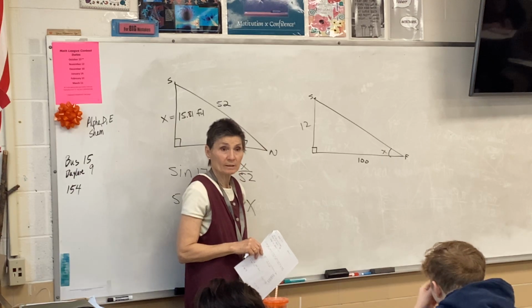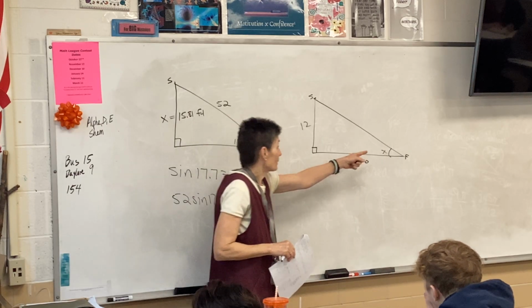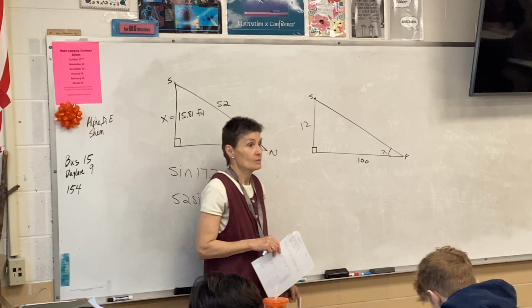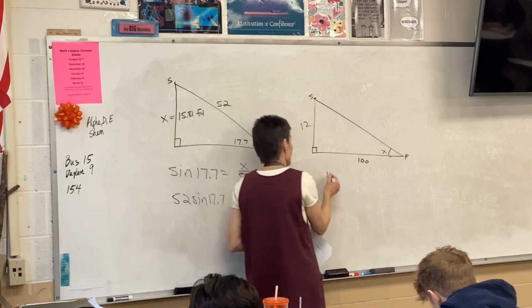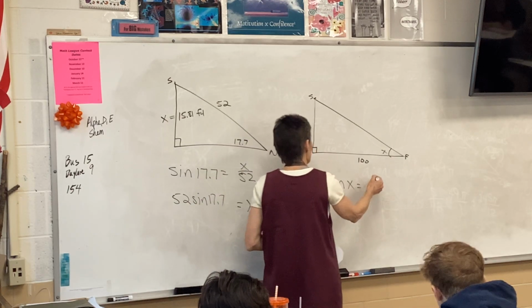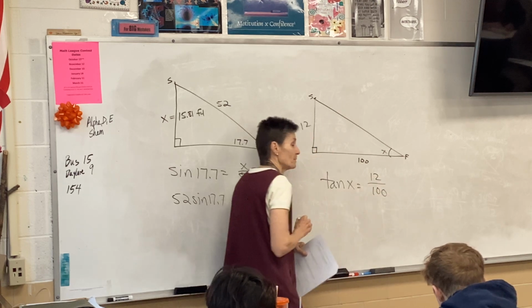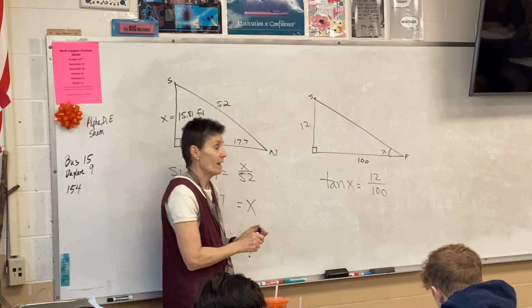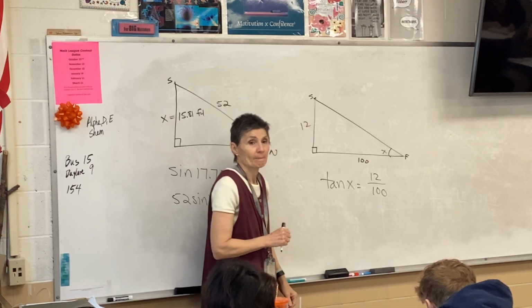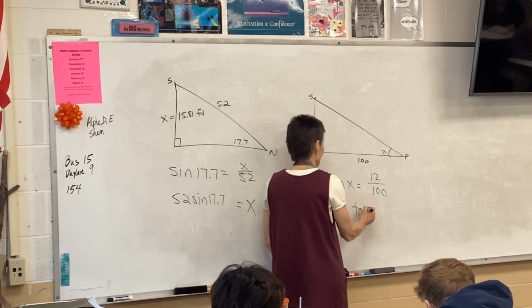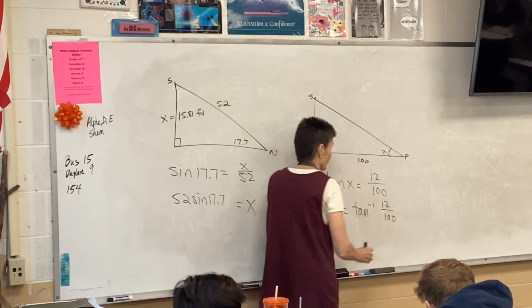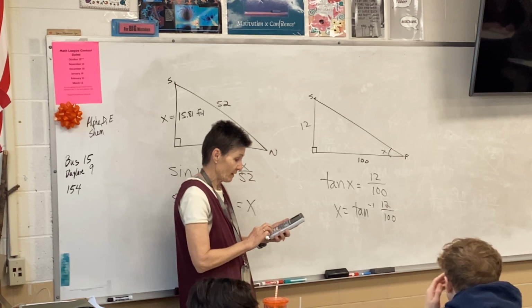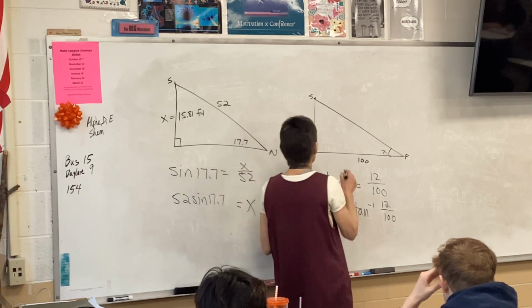So again, we look at the marked sides. This side is opposite, this side is adjacent, so we will use tangent. So tan x equals 12 over 100, opposite over adjacent. What special thing do we have to do when x is the angle? Inverse. So x is going to be inverse tangent, 12 over 100. So second tangent, 12 divided by 100, 6.84 degrees.